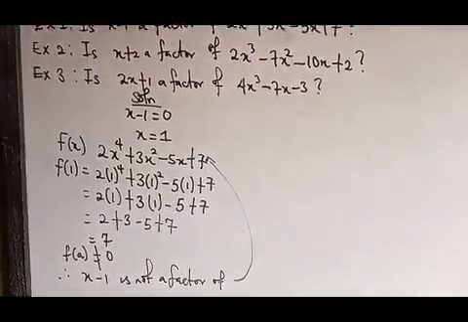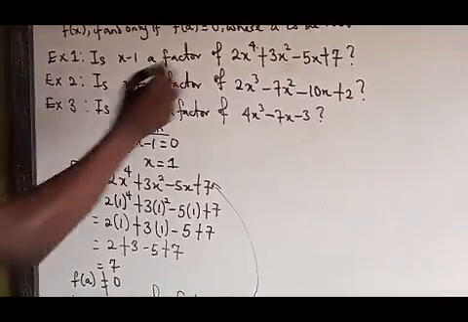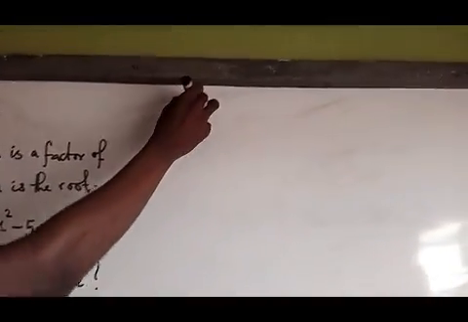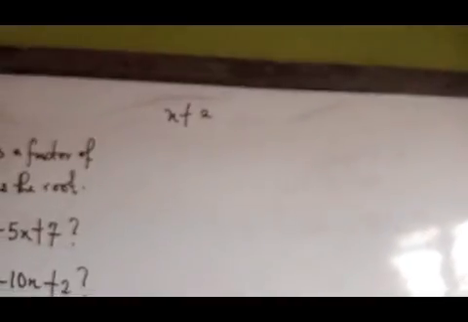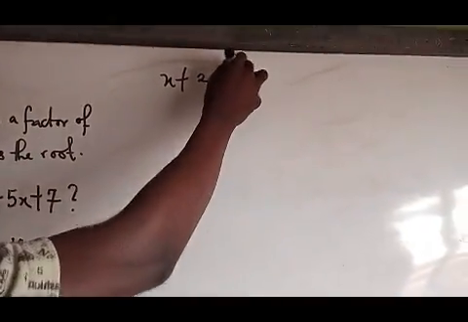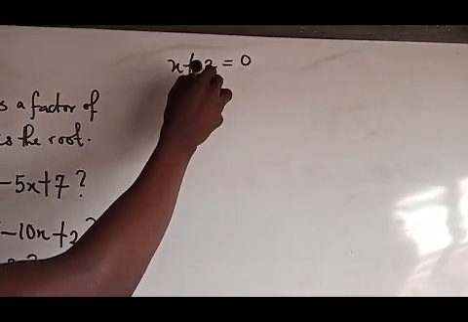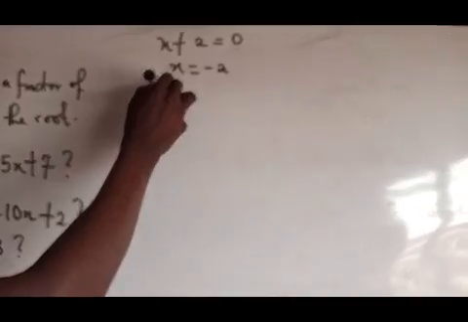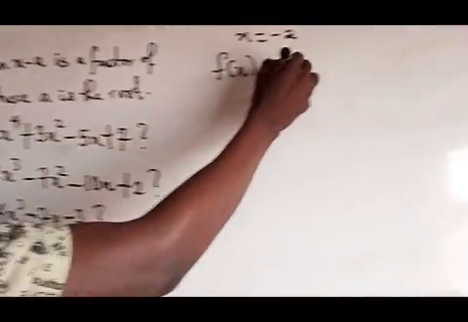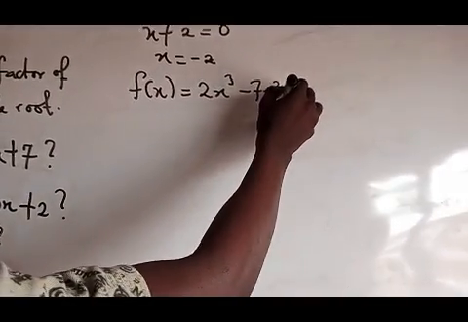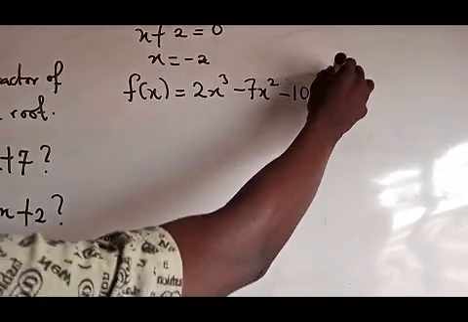Alright, so let's see this second question now. We want to check if x plus 2 is a factor. The first thing I'm going to do also is to make x plus 2 equal to 0. So now x equals minus 2. Don't forget your f of x is given by 2x cubed minus 7x squared minus 10x plus 2.